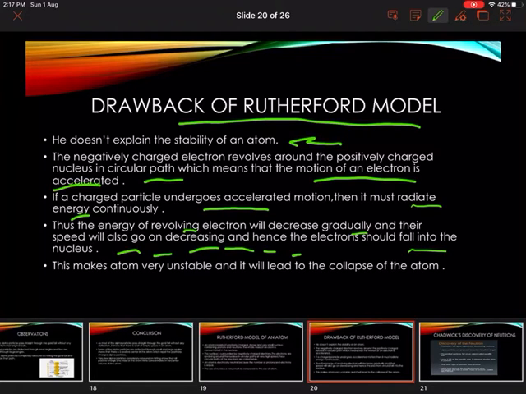And hence, electrons fall into the nucleus, and the atom should collapse. But in reality, atoms do not collapse. Why? Now we will move to Chadwick.